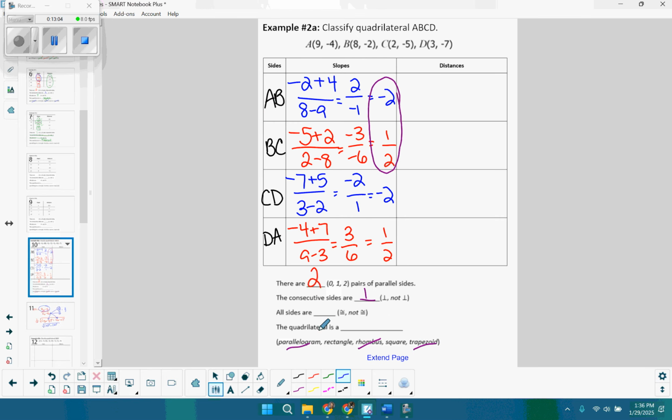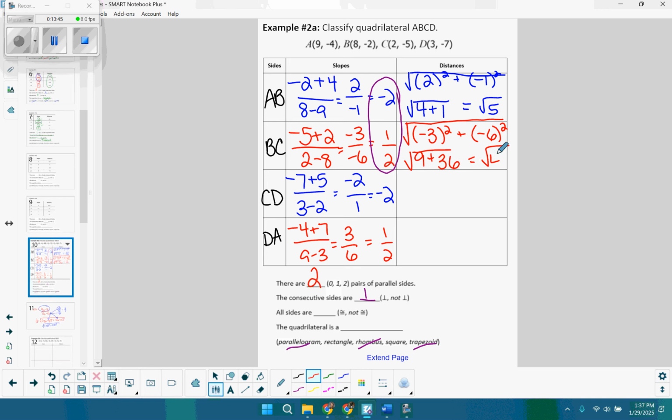So for AB, the slope was 2 over -1. So in my parentheses, we're going to have a 2 squared plus a -1 squared. 2 squared is 4. -1 squared is 1. So this is the square root of 5. For BC, I'm going to use the -3 and the -6 because those are my original numbers. So -3 squared plus -6 squared. 3 squared is 9. 6 squared is 36. Adding them up, we get the square root of 45.